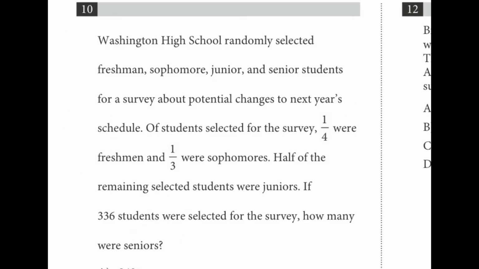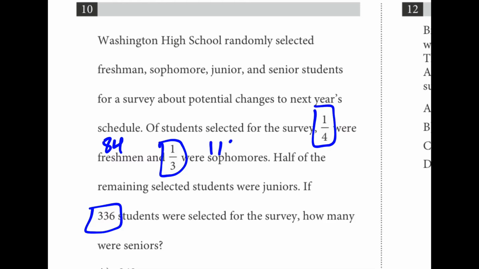So 10 is another statistics problem where we start off with 336 students, and a quarter of them were freshmen and a third of them were sophomores. That means that we had 84 freshmen. You just take 336 divided by 4. And 112 sophomores. Again, you take 336 divided by 3.